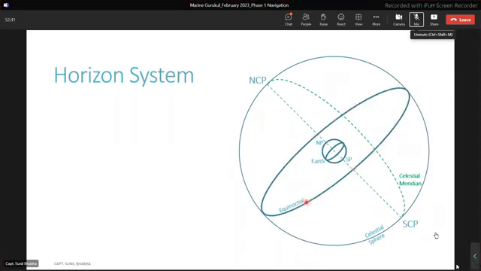So all these are the same items which we discussed in the equinoctial system of reference. So we are now going to add on the horizon system in this particular diagram only, so that we understand the concept, or we are able to combine them easily one by one.